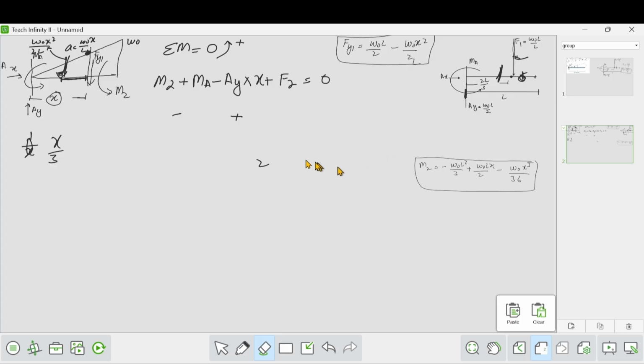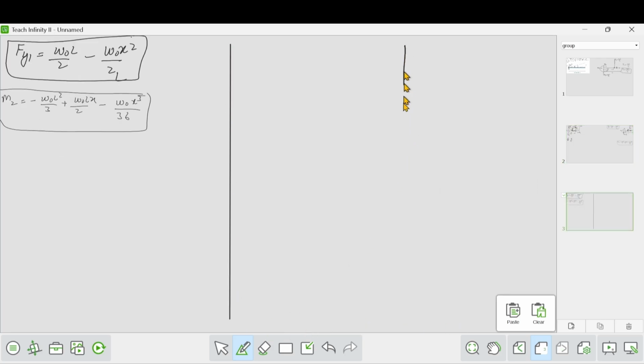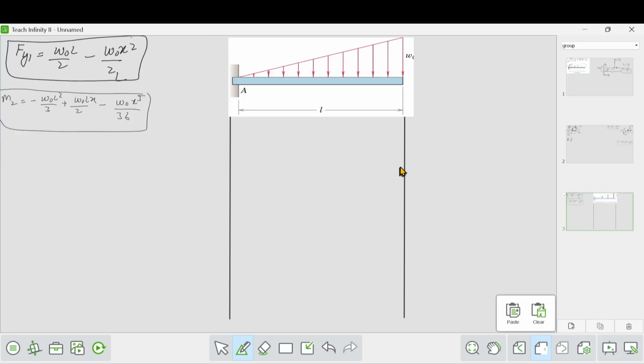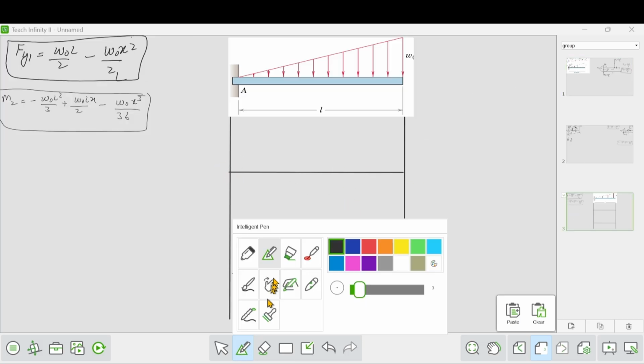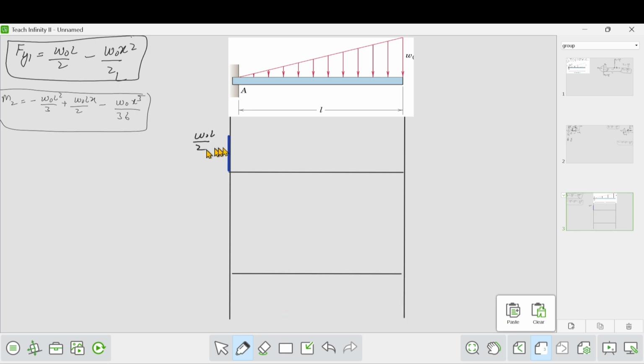Okay, so if I put L divided by 2, now I draw the shear force and bending moment diagram of this loaded beam. I copy this. Now I draw the shear force of this loaded beam. So A_y, which we have found, is W naught L divided by 2. So this is W naught L divided by 2. If I change its color, this will be L divided by 2.